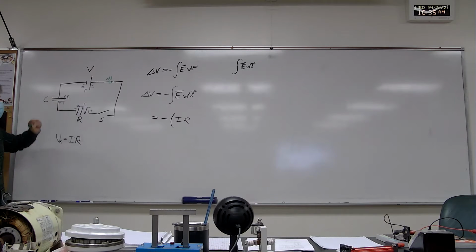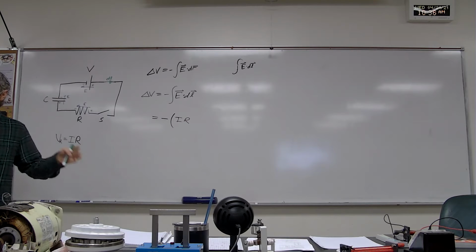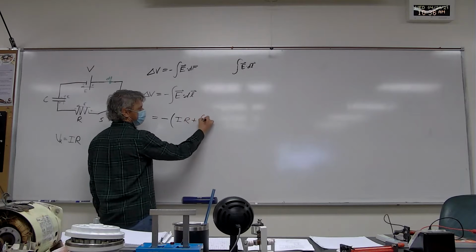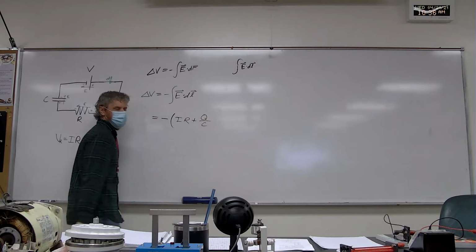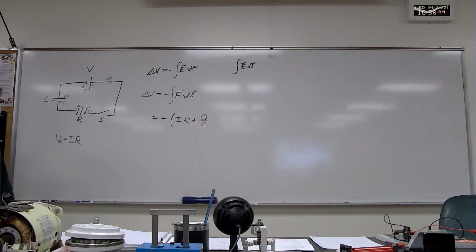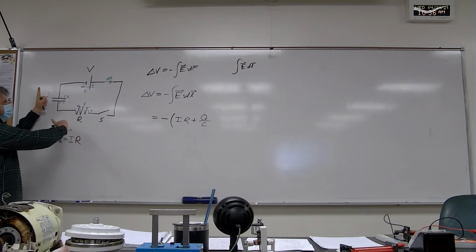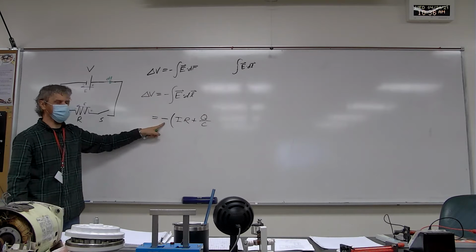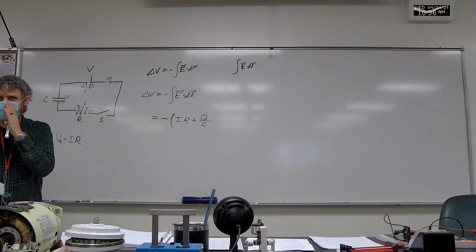Well, when I integrate E dot dl, again, it's just the voltage across the capacitor. The voltage across the capacitor is charge over capacitance. That's on the formula sheet. It is positive because electric field is in the same direction as dl. But again, I have the negative out here in front. The negative isn't going to be important. That's what I'm getting at.